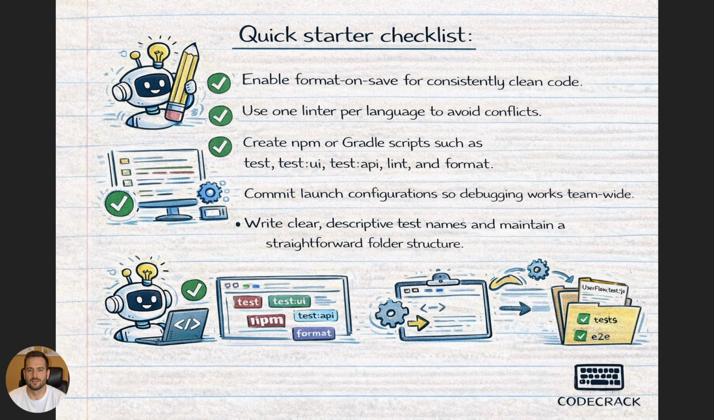Quick starter checklist to set yourself up for success. Enable format on save for consistently clean code. Use one linter per language to avoid conflicts. Create NPM or Gradle scripts such as test:ui, test:api, lint, and format. Commit launch configurations so debugging works team-wide. Write clear, descriptive test names and maintain a straightforward folder structure.